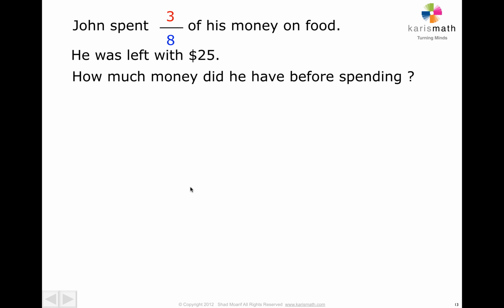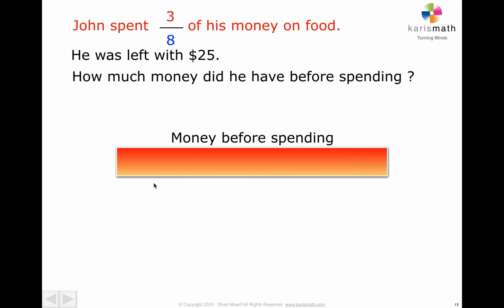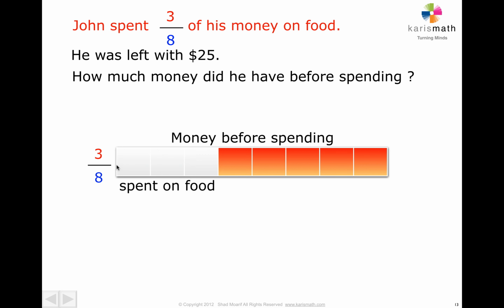So let's look at this problem. John spent 3/8 of his money on food. So if we show all of his money before spending, it was this much. And he spent 3/8, which means we break it into 8 equal parts, and 3 of those parts went on food. And the remaining parts here, what fraction is that? Not how much money, but what fraction of the money is this? Yes, 5/8. Okay, good. 5/8 is the fraction that's still left.